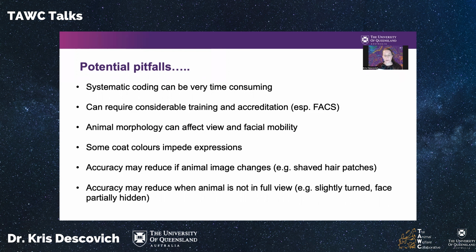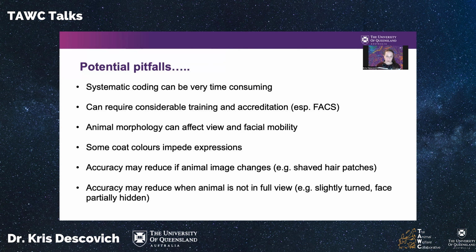The first thing is that there are practical implications of using facial expressions, particularly in research. Systematic coding can be very time consuming. It can require considerable training and even an accreditation process if you're using particular techniques such as FACS. Animal morphology can affect the view that you have, and it can also affect facial mobility. So if you're monitoring brachycephalic animals, like flat-faced animals, they may not have the facial movement that other breeds have for that species. Similarly, some coat colors may make it difficult to understand facial expressions. So with a black animal, for example, you may not be able to see muscle activation as easily as with a light-colored animal.